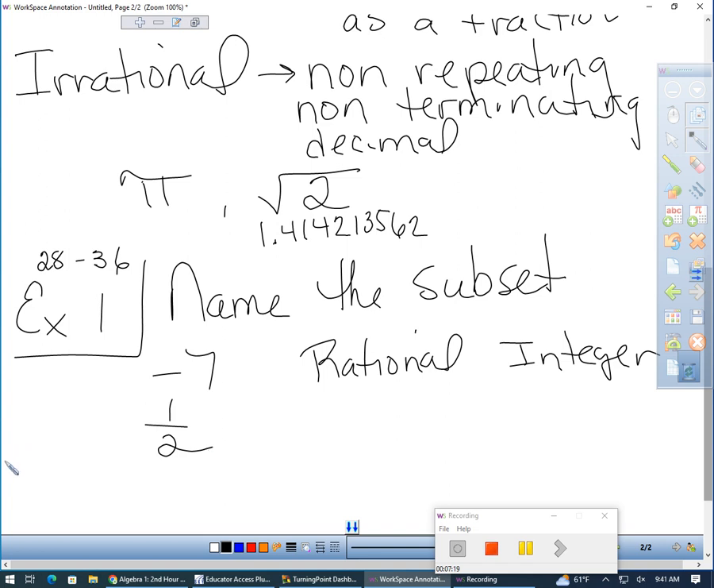So look at our different categories. We have 5 options. Is it a counting number? It would be rational because it's a fraction, right? It can be written as a fraction. So this is rational.